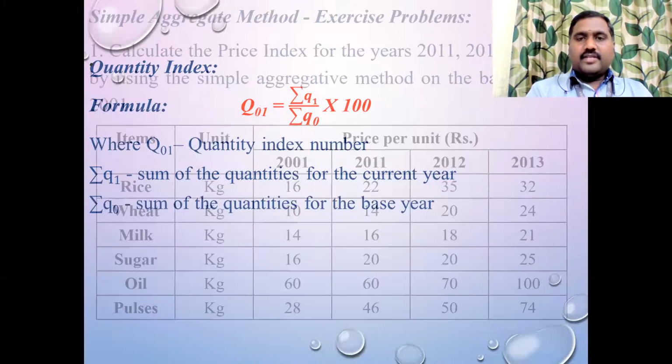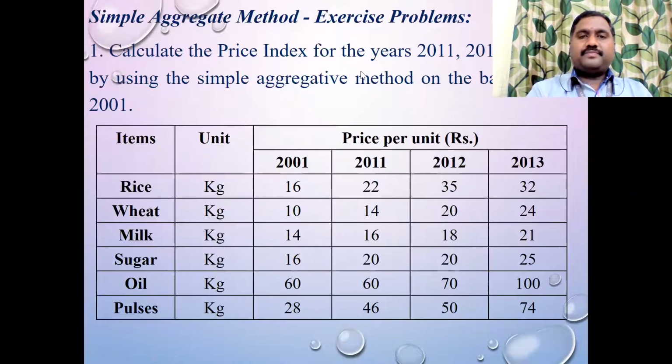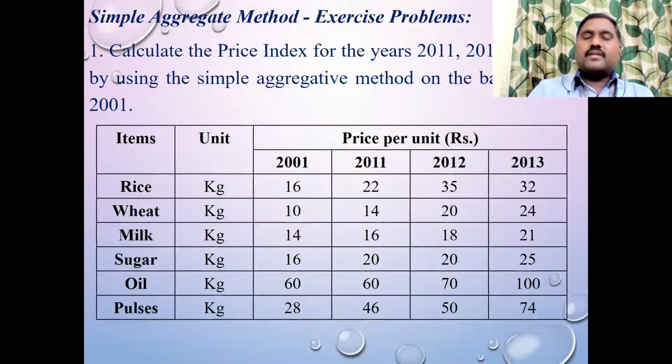Yes. Now take down the first problem. You have to calculate the price index number for the years 2011, 2012, 2013 by using the simple aggregate method, based on the base year 2001.